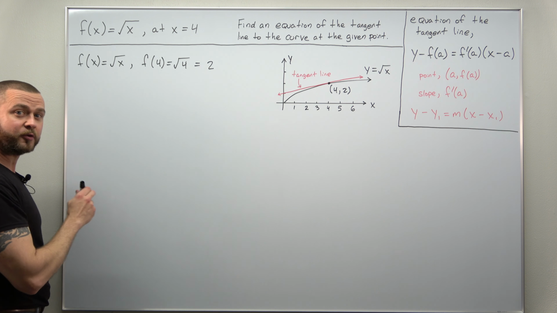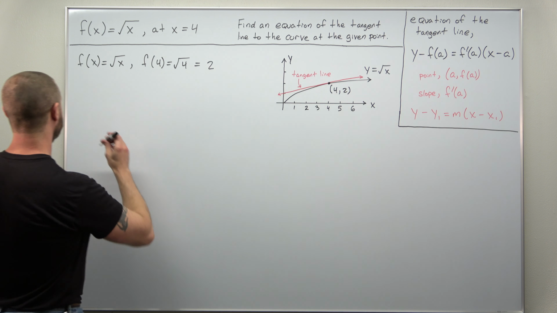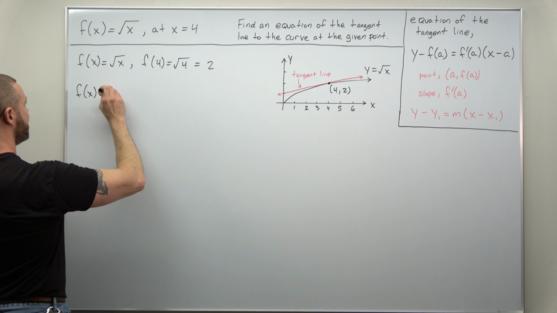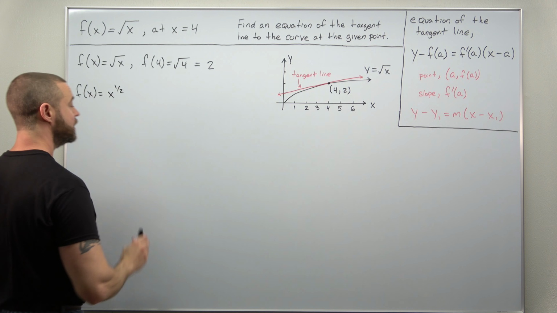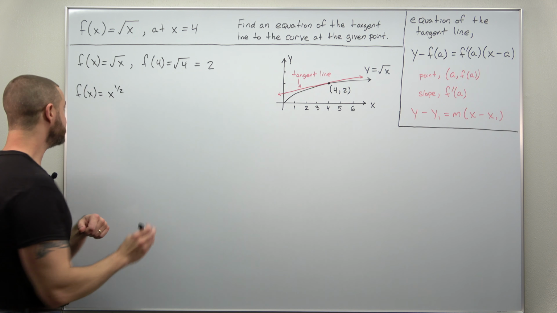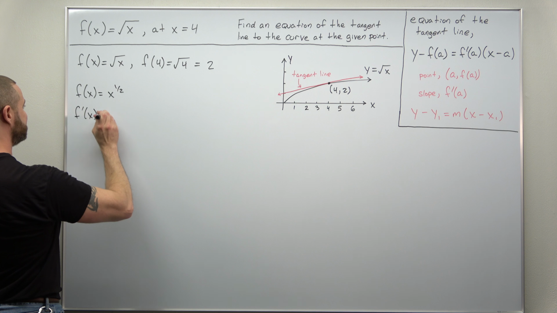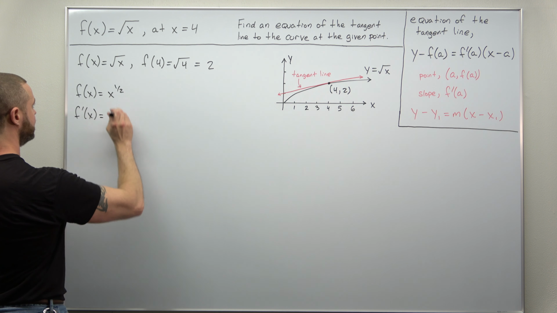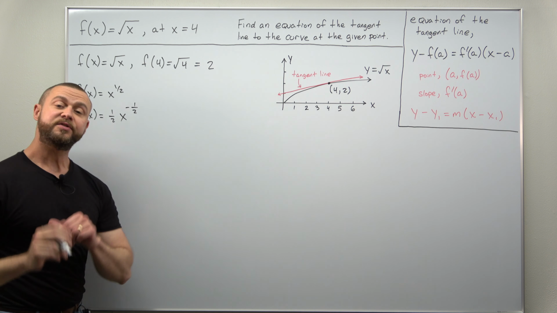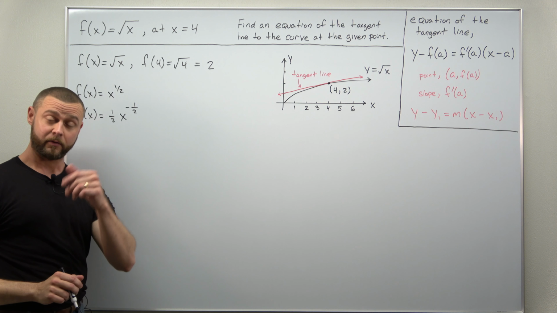Now here we have square root of x. We can rewrite that as a power, x to the 1/2 power, and that's going to make calculating the derivative much easier. So let's do that. If that's your function f of x, let's calculate the derivative. Bring the power down, so 1/2, and we subtract 1 from that exponent to get x to the negative 1/2 for our derivative.